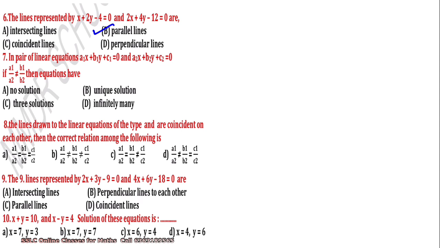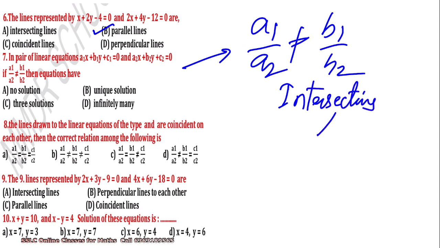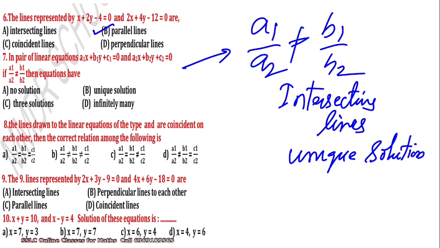Next question. In a pair of linear equations a1x plus b1y plus c1 equal to 0 and a2x plus b2y plus c2 equal to 0, if a1 by a2 is not equal to b1 by b2, it means the lines are intersecting lines, and they have a unique solution. The option is going to be B.